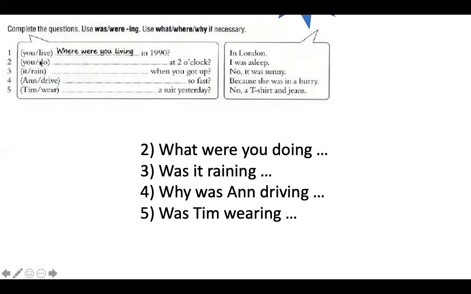So the example, which is number one, is where were you living in 1990? The answer is in London. Then number two, what were you doing at 2 o'clock? I was asleep is the answer. Number three, was it raining when you got up? No, it was sunny. Then number four, why was Anne driving so fast? Because she was in a hurry. Number five, was Tim wearing a suit yesterday? No, a t-shirt and jeans.